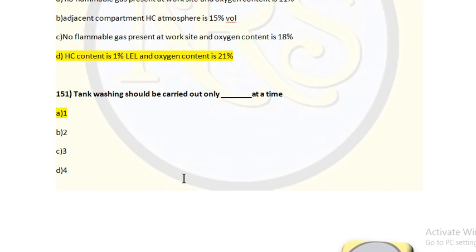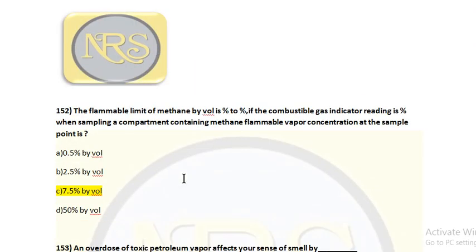151. Tank washing should be carried out only at a time. Option A 1, option B 2, option C 3, option D 4. The correct answer is option A, 1. So one tank has to be washed at a time. After completing this, then you have to go for the next tank. So for question number 151, option A is the correct answer.